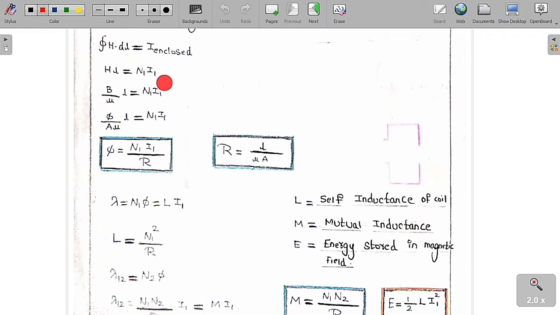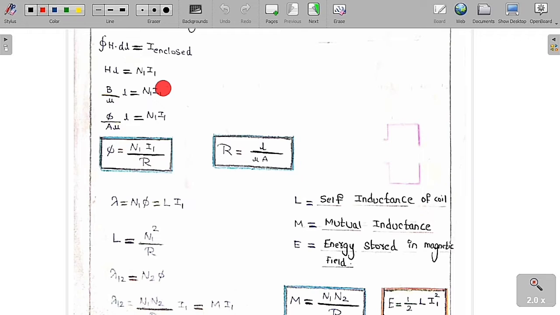If you take a loop which is covering all the sides of the core, we can say it is like a paper. Then you can see clearly that this current is going to enclose.